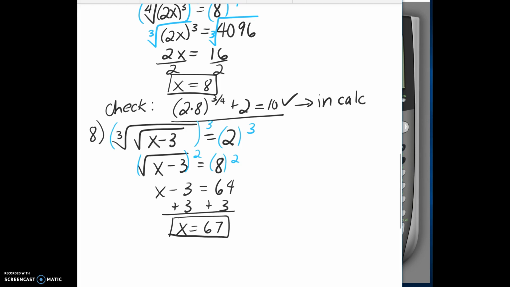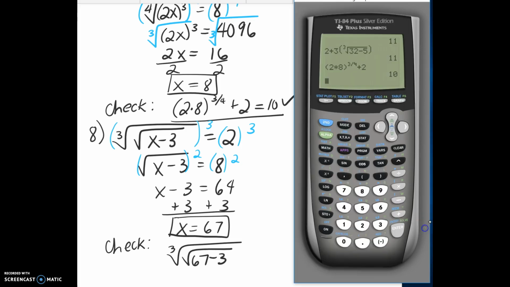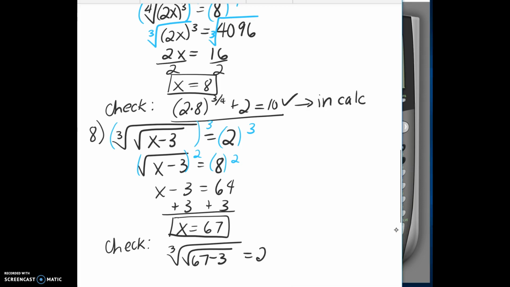And there are other options because we can use fraction exponents, but I think this is probably the quickest way for both of these. All right, and then real quick checking one more time. We're going to put in cube root of square root of 67 minus 3. You probably could check that without the calculator, but let's just play it safe and do the calculator. And it does come out to 2, so we are all set.